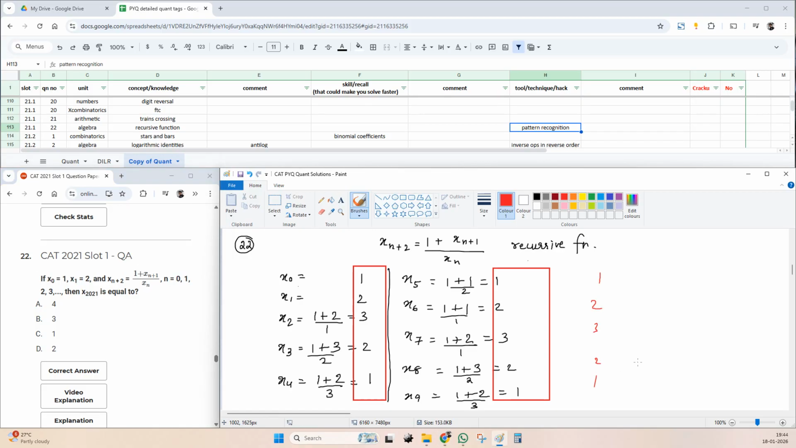So now you take the subscript 2021, just mod it by 5 because 5 is the period. Periodicity is 5, so mod this by 5. 2021 modulus 5 is 1. So the output should be this 2. Answer is 2.